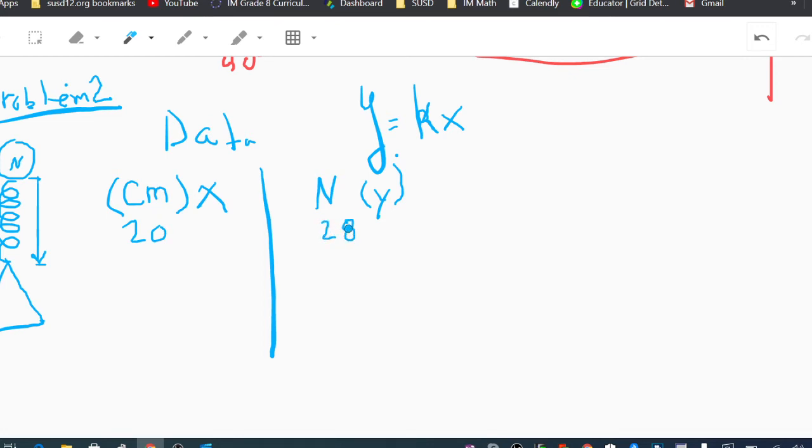You know what? I don't want to be like a real downer, but I think they made a mistake because newtons measures force, not weight.